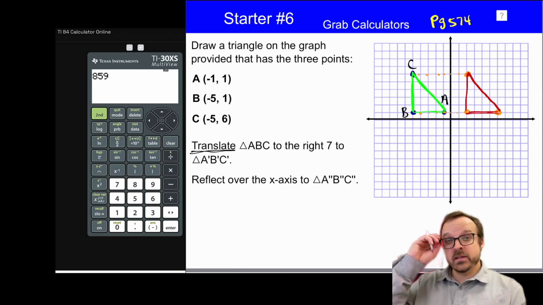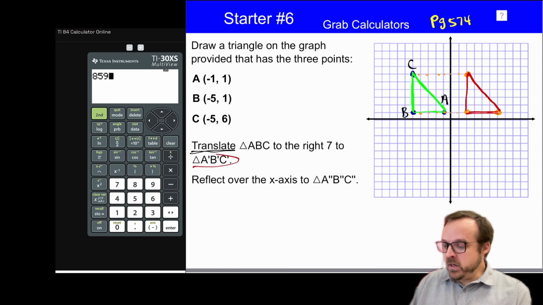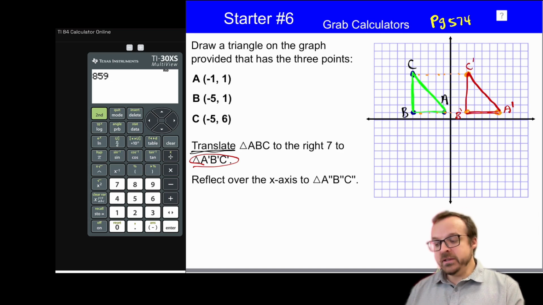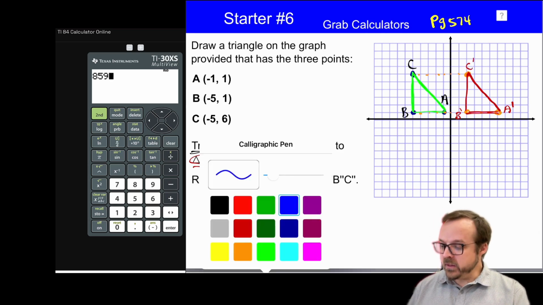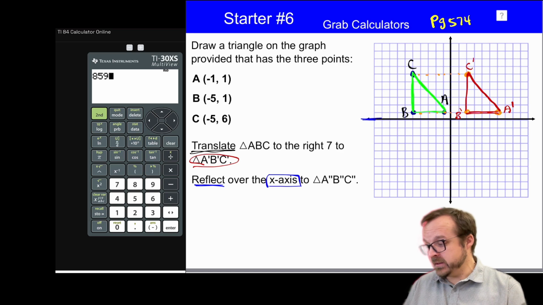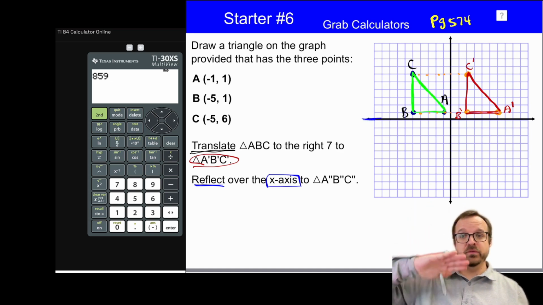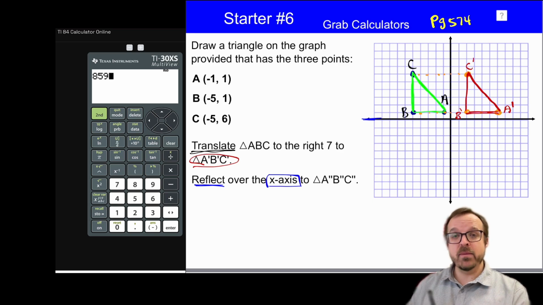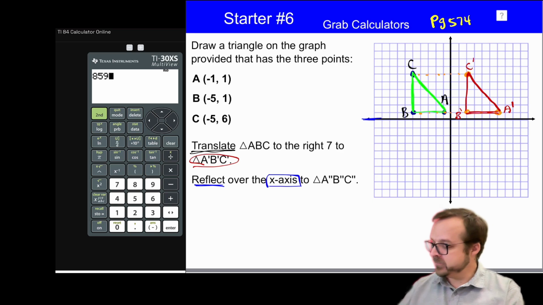When we label our translation, we're going to label them as A prime, B prime, and C prime. A gets translated to A prime, B to B prime, and C to C prime. Okay, now we need to reflect this over the x-axis. Over the x-axis means we're going to flip this thing over the x-axis. The x-axis is this axis here, so everything is going to be flipping down over that. From there, when we flip A prime, we're going to relabel it as A double prime, and so on and so forth with B and C primes.